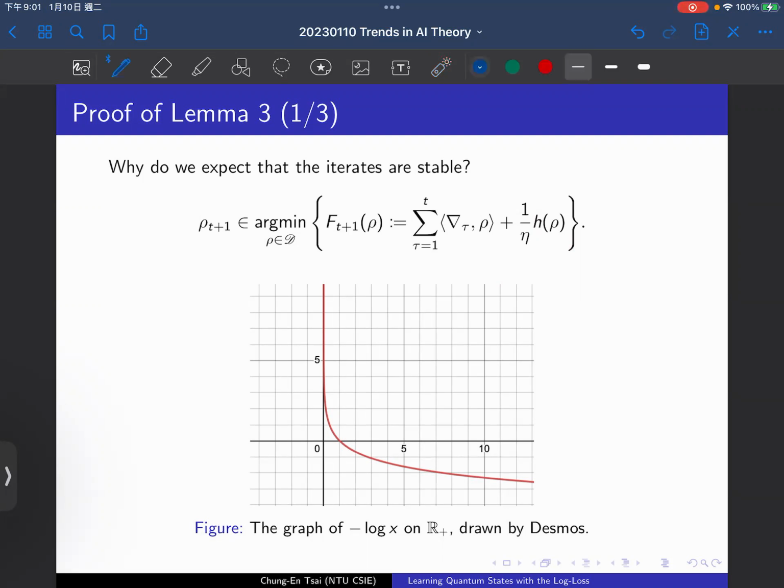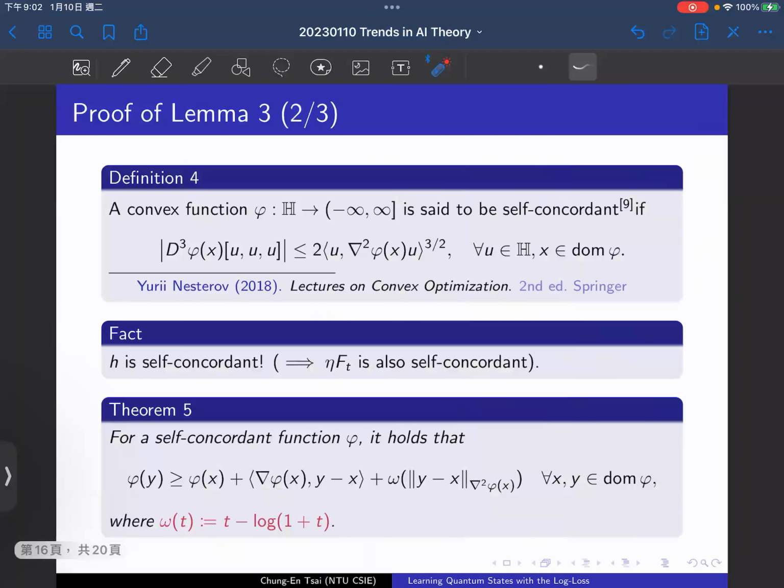This is the graph of minus log x, which is the classical logarithmic barrier. And you can see that it is curved. Therefore, if you multiply by a very large constant, if eta is small, then the constant will be very large, which will make the iterates stable, because this part dominates and this part is something like this, or if eta is larger, then it will look like this. Okay, so we will make this part more rigorous.